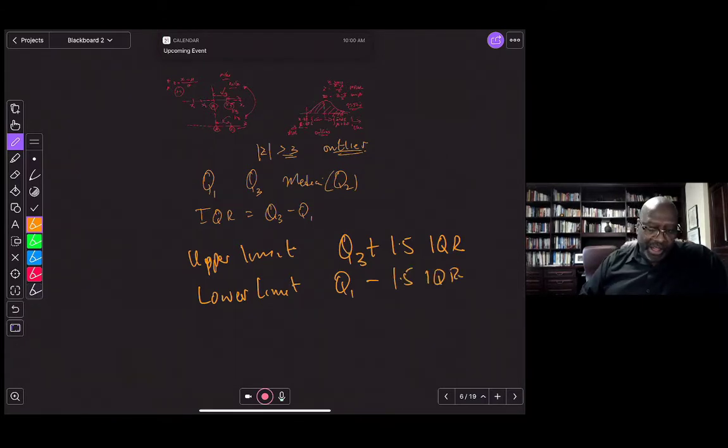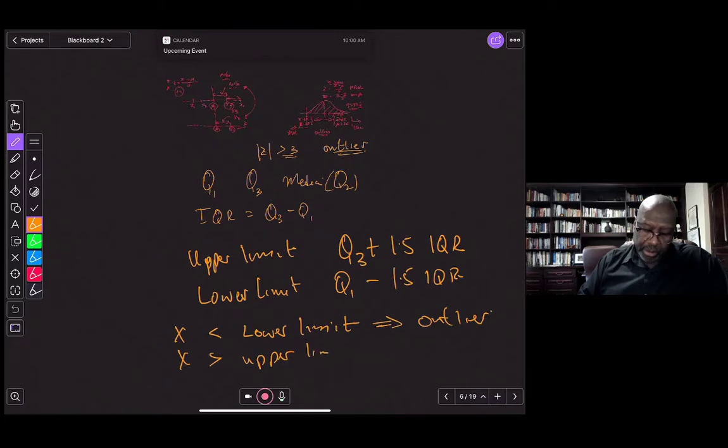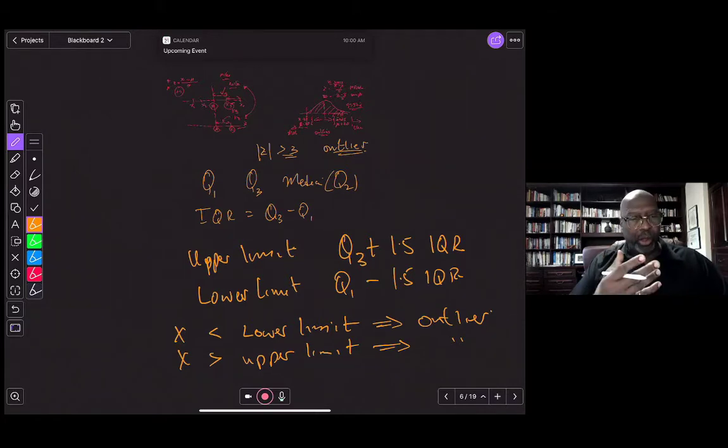And so if a value x is less than the lower limit, we will consider it an outlier. If a value x is greater than the upper limit, we will also consider that an outlier. So that's another way, if we have quartiles, to determine whether or not a value in your distribution is an outlier.